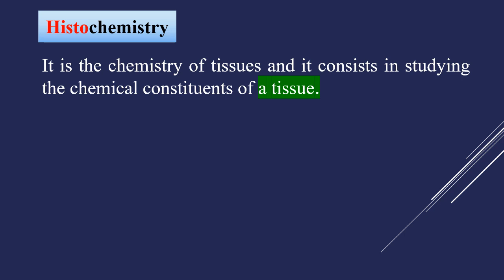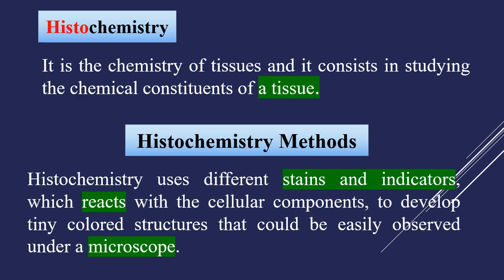And now let's know about histochemistry. Histochemistry is the chemistry of tissues, and it consists of studying the chemical constituents of a tissue. To do this, histochemistry also needs methods. So, histochemistry uses different stains and indicators which react with the cellular components to develop tiny colored structures that could be easily observed under a microscope.